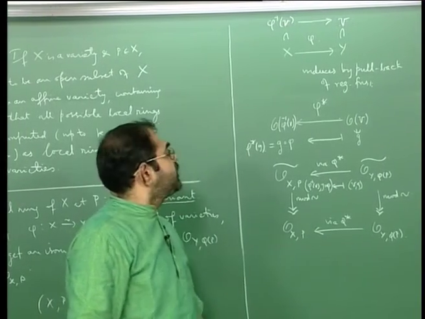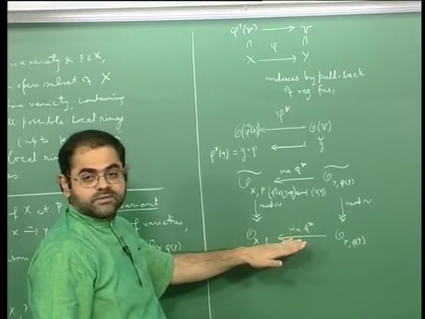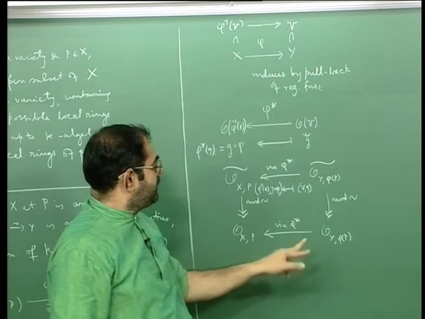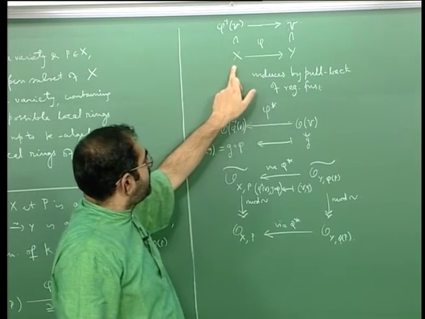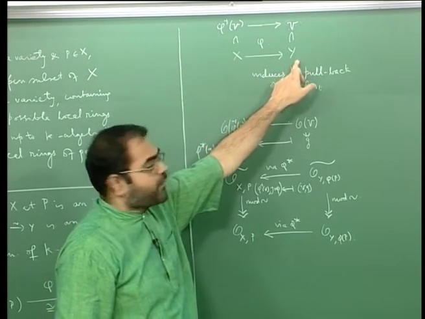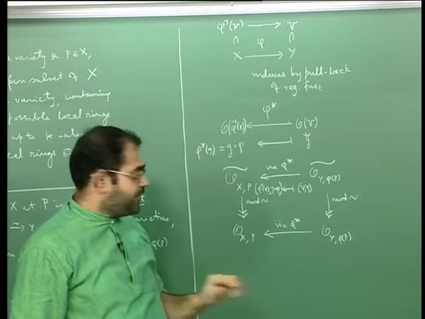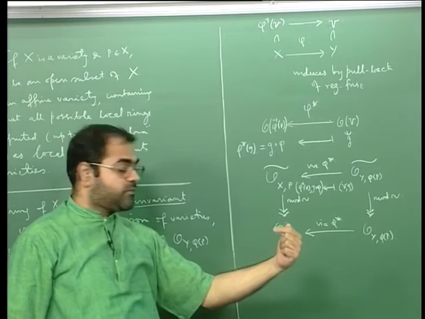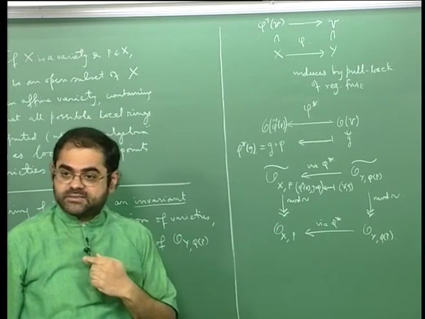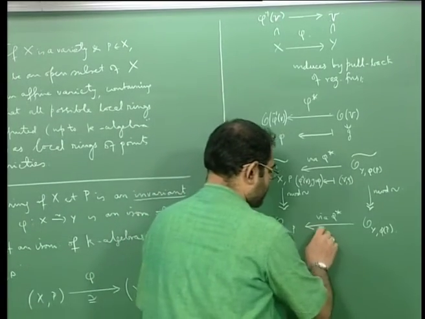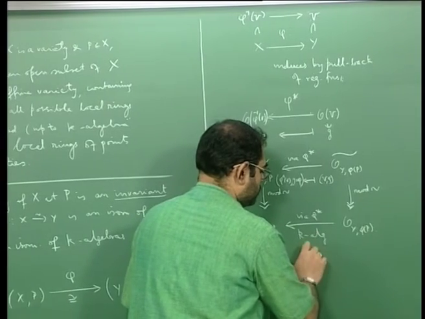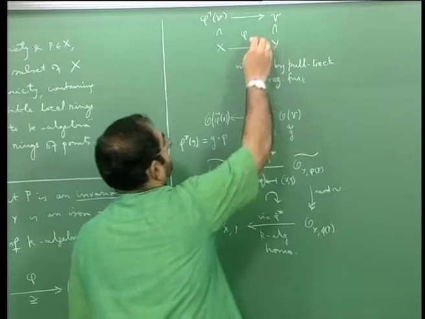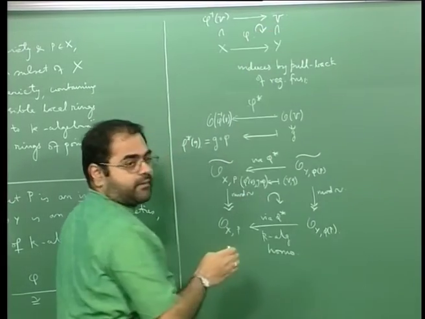So what this diagram shows is that the moment you have a morphism of varieties, and you take a point p that goes to a point phi(p), you immediately have a K-algebra homomorphism of local rings in the opposite direction. So this is a K-algebra homomorphism. This diagram of course commutes, and so does this one.